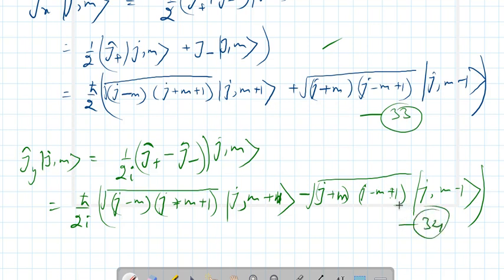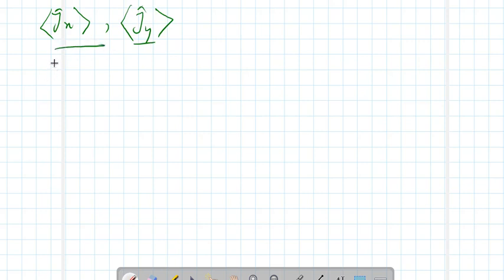This is the way that we have calculated the values of Jx and Jy. Now let me calculate their expectation values. So that means now I am interested to calculate its expectation value, right? So to calculate expectation value of Jx, let us proceed as follows.